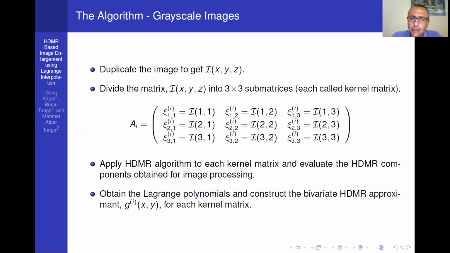And then we apply our HTML algorithm to each kernel matrix and evaluate the HTML components obtained for image processing. After that, we obtain the Lagrange polynomials and construct the bivariate HTML approximant for each kernel matrix. So we have many kernel matrices to represent the original image. And when we construct the bivariate HTML approximant, it means that we have an analytical structure representing each kernel matrix separately.